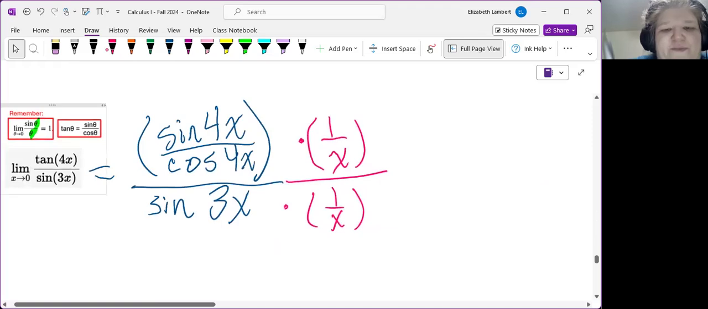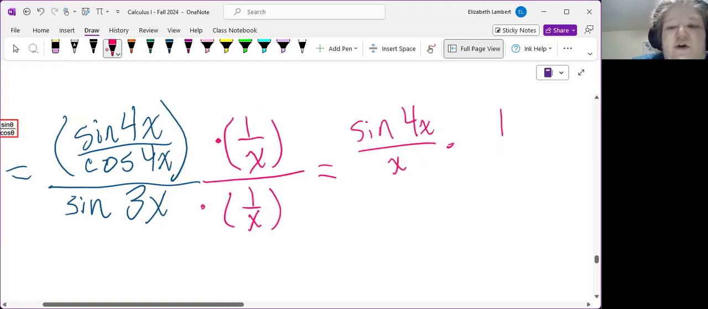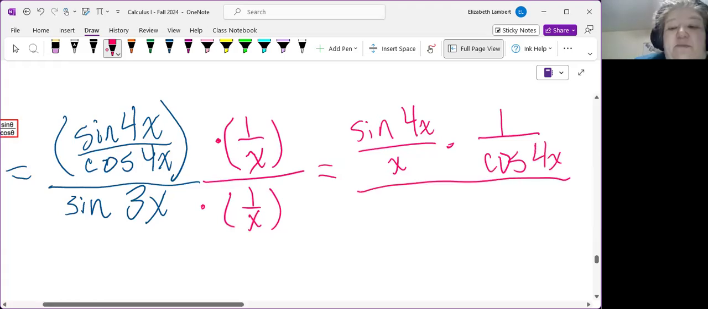All right. So I'm going to rearrange this a little. We've got our sine of 4x. I'm going to put the over x with it. And then over here, that cosine was on the bottom, and I do want to preserve where it was just in case. And then in the bottom of the overall fraction, we now have the sine of 3x over x.